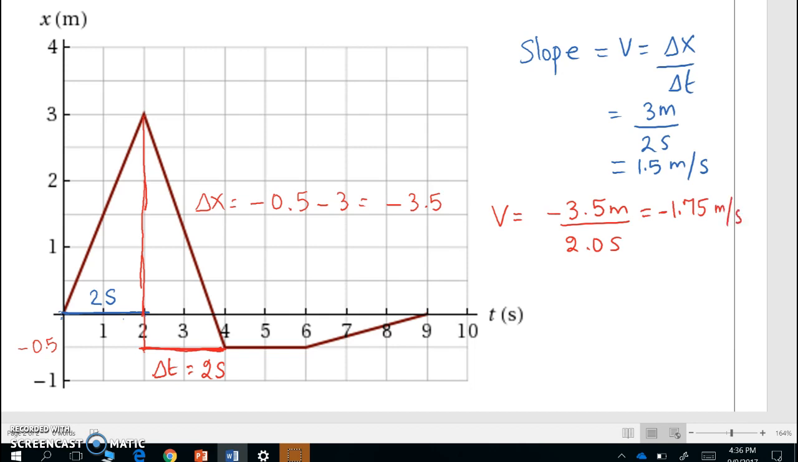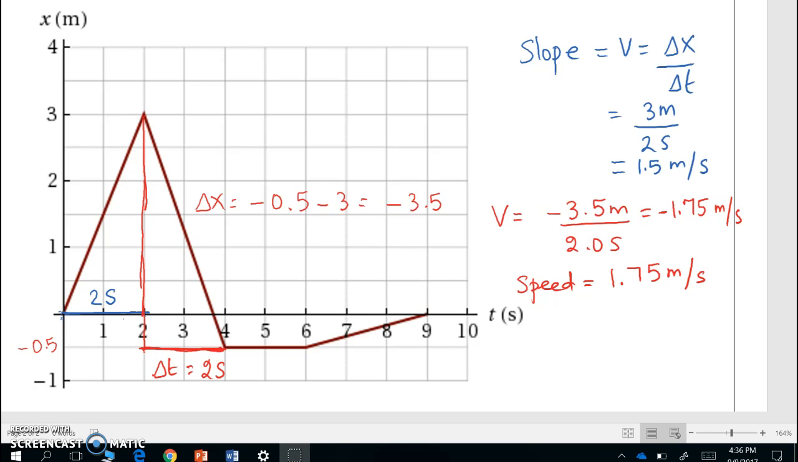So if you're asked the velocity, you would indicate it with the sign because velocity is a vector and you have to indicate the direction. If you want speed, you will always report it as the absolute value. So then speed will just be 1.75 meters per second. Okay. This way you can determine the slope of the line to give the speed at any instant. Let's look at a couple more things.